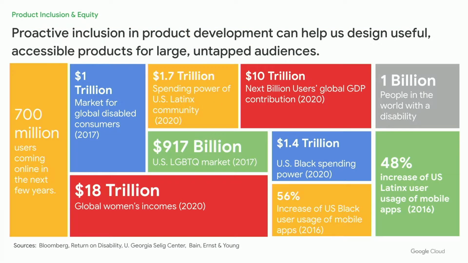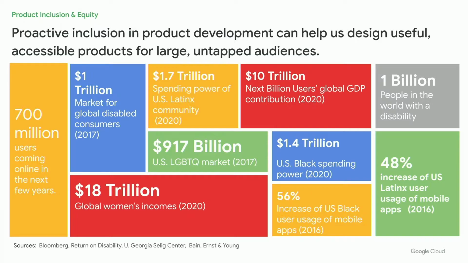The business case. The demographics of the world are shifting, and shifting rapidly. So, proactive inclusion in product development can help us be intentional in designing useful and accessible products for largely untapped user groups and customers. And there is so much we can do. We can understand trends and growths in markets. These communities, which may currently be mostly underrepresented online, are growing online. For instance, there are 1 billion people in the world with a disability.